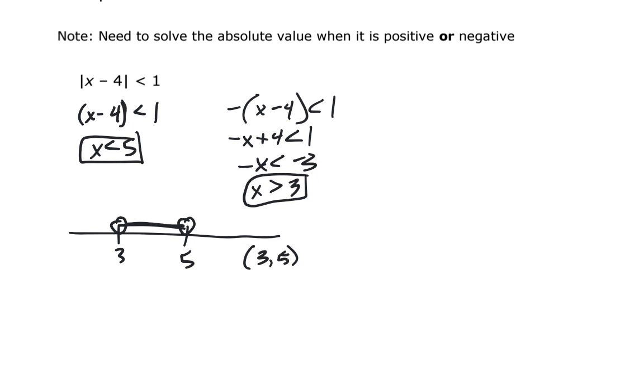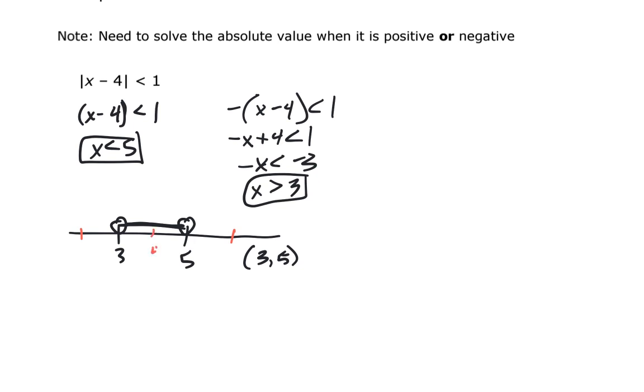Okay? So before we move on, let's just quickly test this. Let's try something on the left like a 0. If we put 0 in, we would get 0 minus 4, which is negative 4. The absolute value of that would be positive 4. That's not less than 1, so that definitely doesn't work. If we try something a little bigger like 6, we would get the absolute value of 6 minus 4, which is 2. 2 is not less than 1, so that one doesn't work.